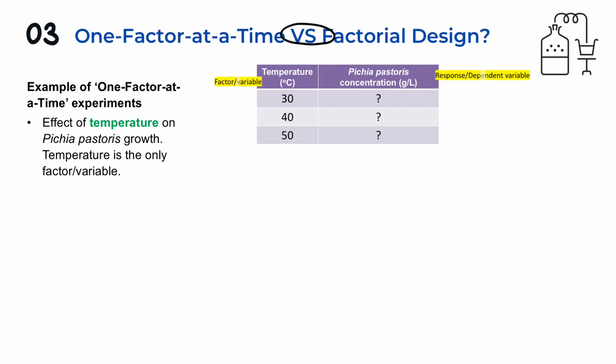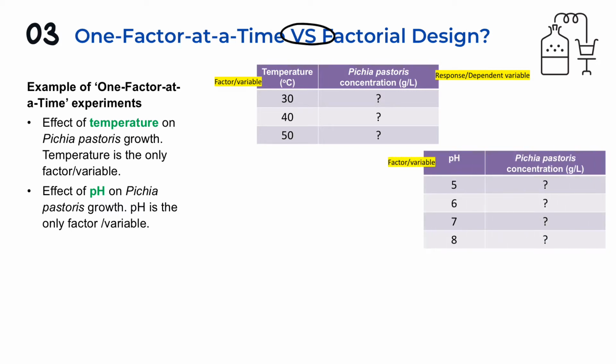In the second example, the experiment is on the effect of pH on Pichia pastoris. So instead of the temperature just now, pH is the only factor or variable that we would like to manipulate in this experiment. Suppose we have 4 levels of pH, 5, 6, 7, 8. The objective is the same, that is, we want to measure the cell concentration of Pichia pastoris at different pH values.